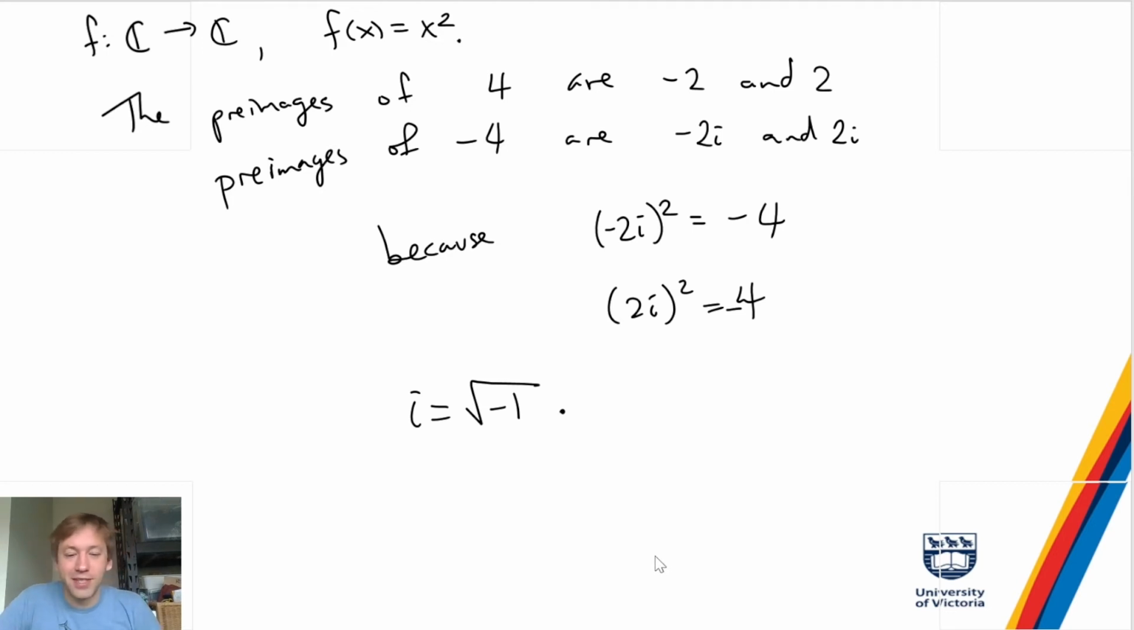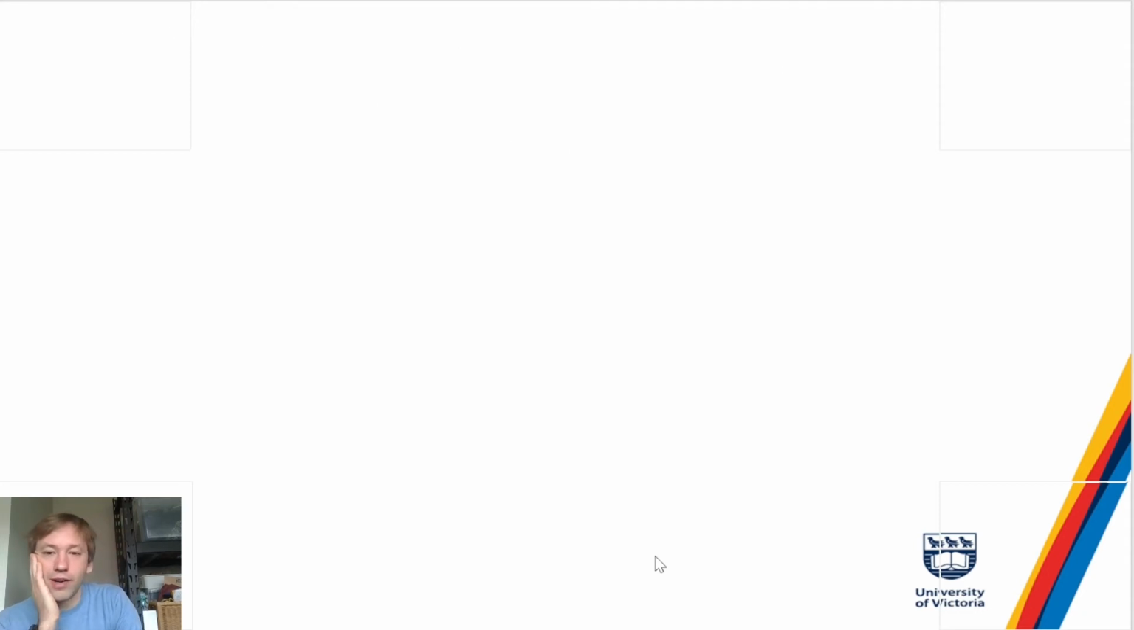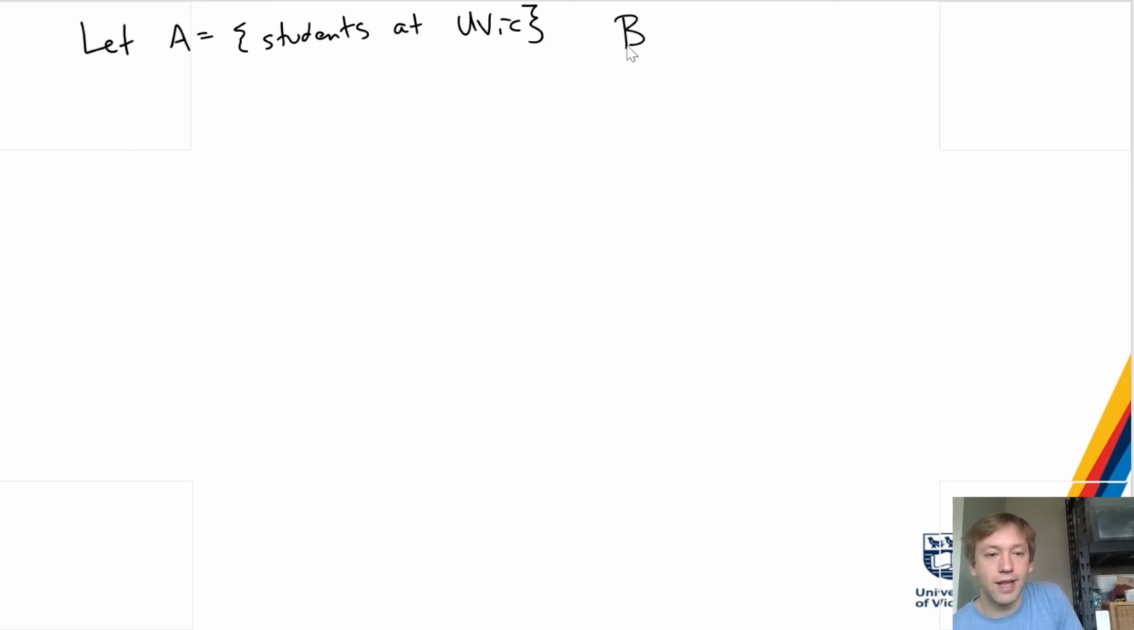It's going to take some time to get used to these things. In particular, let's do another example where the function is not defined in terms of some simple formula, and where the domain and codomain are not just sets of numbers. So let A be the set of all students at UVic, and let B be the set of all classes at UVic.